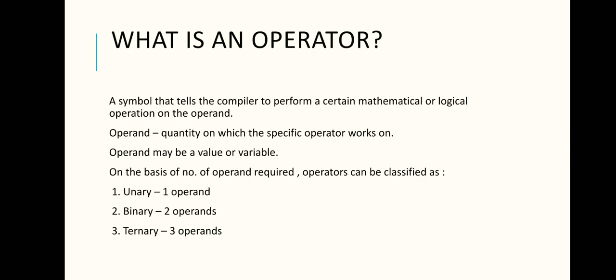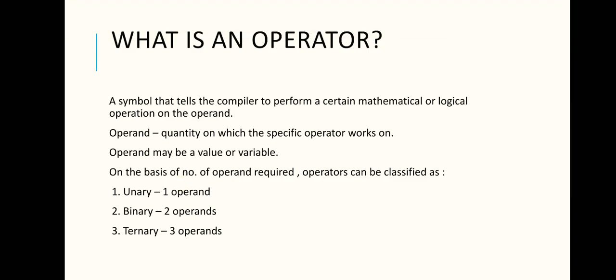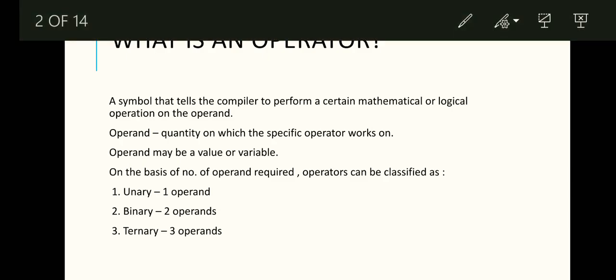So what's an operator? An operator is a symbol that tells the compiler to perform a certain mathematical or logical operation on the operand. And an operand is a quantity on which the specific operator works. This operand may be a value or a variable. On the basis of the number of operands used, operators can be classified as unary, which requires one operand, binary operators, which require two operands, and ternary operators, which require three operands.